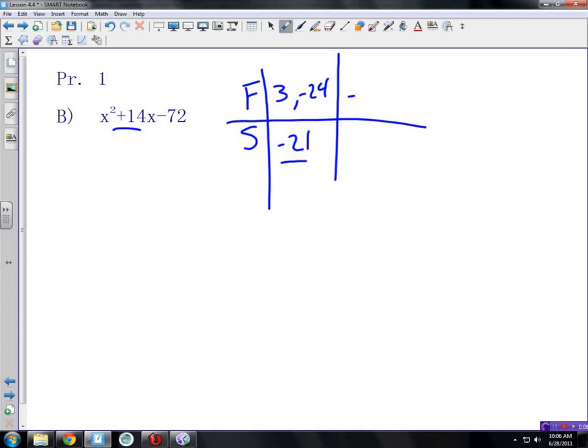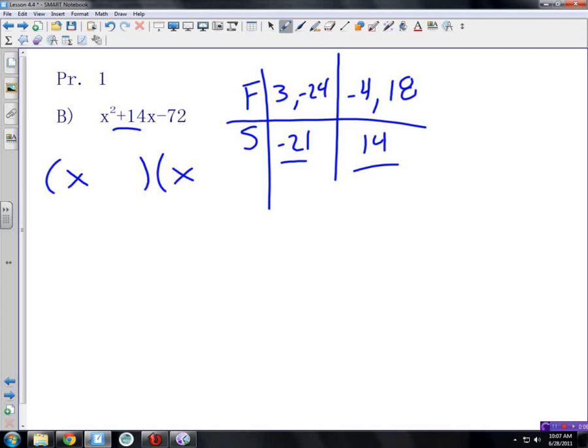Negative 4 and 18. So negative 4 times 18 is negative 72. Negative 4 plus 18 is 14. There we go. I think we got it. So, again, we split the x's. Put in a negative 4 and a positive 18. Again, it doesn't matter which one goes first, but you need to make sure the negative sign always sticks with the 4. The positive sign sticks with the 18. So if you switch them, you can't put the negative sign with the 18.